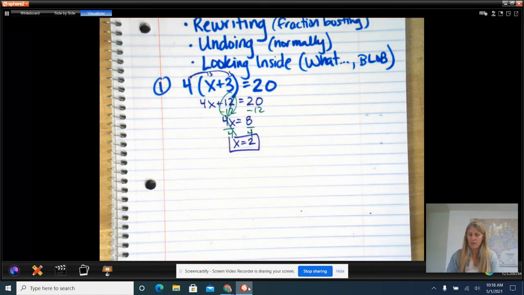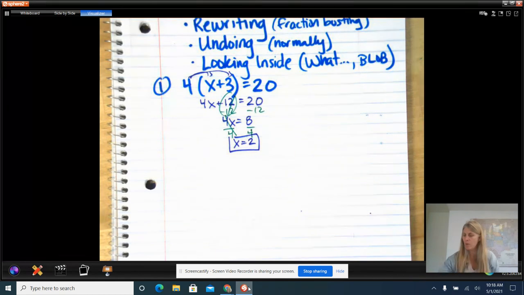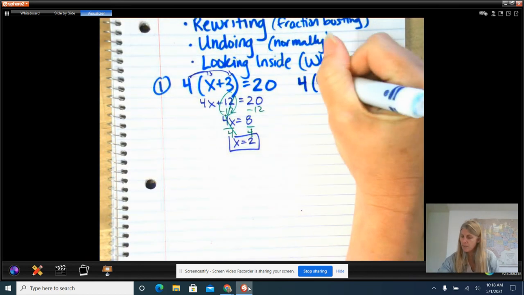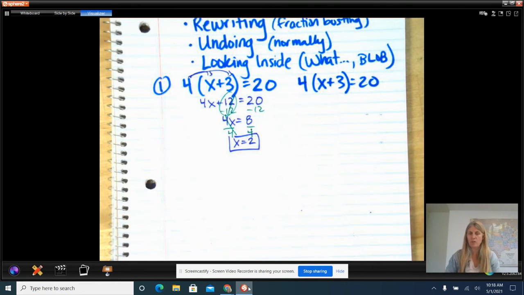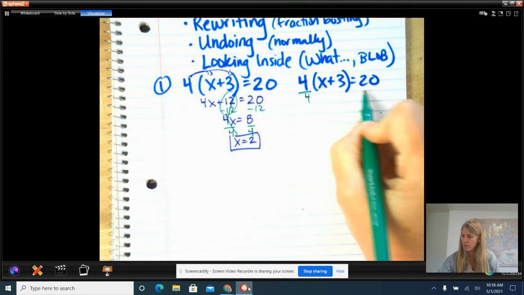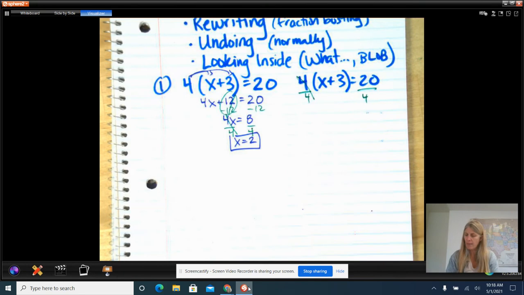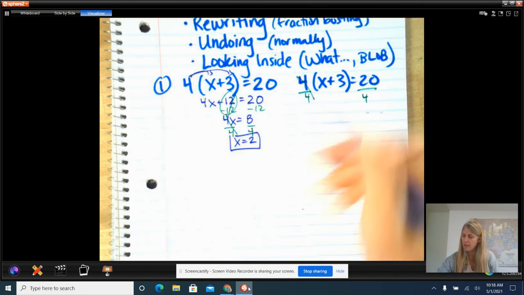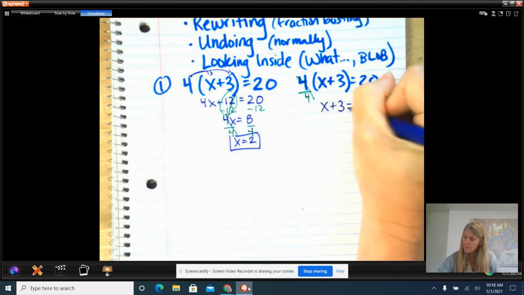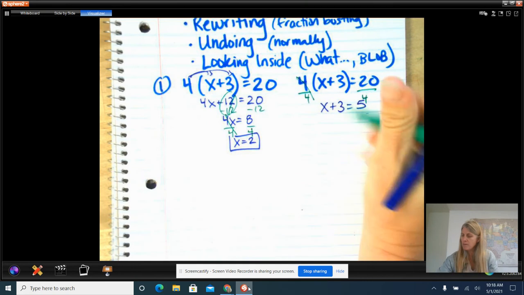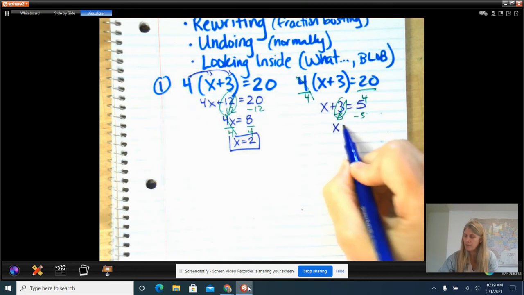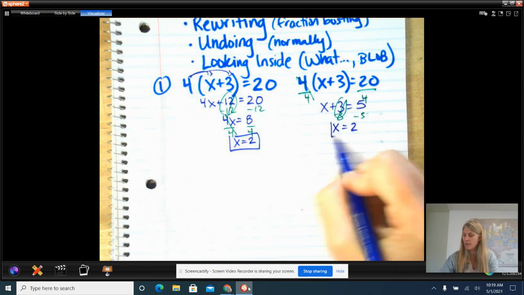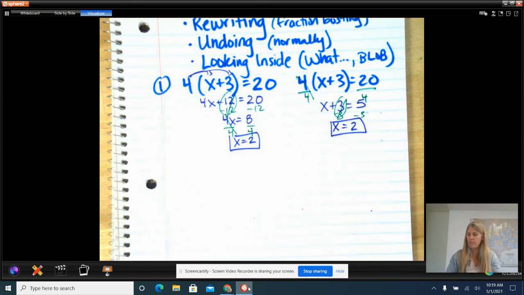Now, another thing that we could do to solve this same problem, and we're going to do it a whole bunch of different ways here: 4 times x plus 3 equals 20. We could start by undoing. We could start by dividing both sides by 4. That would give us x plus 3 is equal to 5. Then subtract 3 from both sides, and we have x is equal to 2. So same answer, different kind of method.